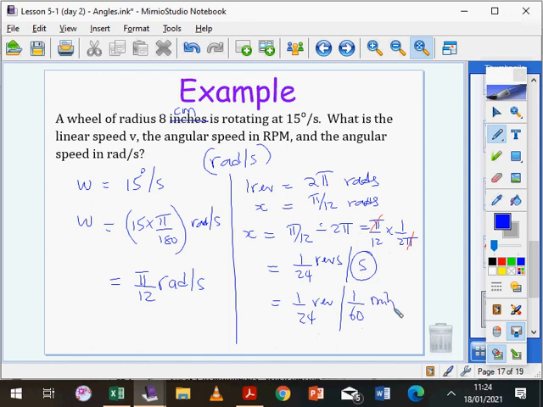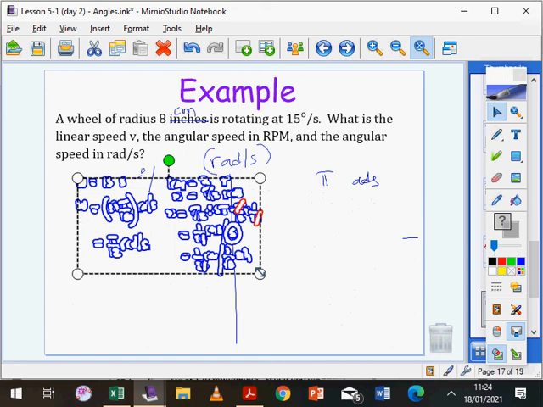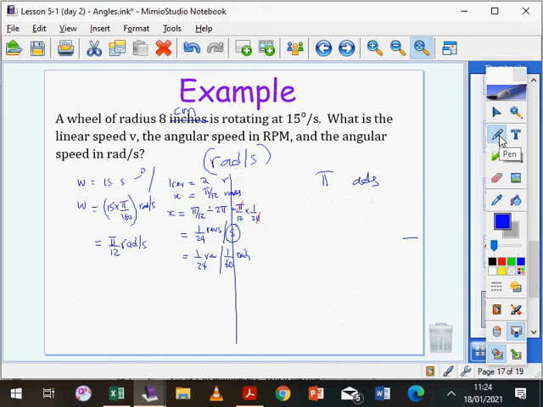I hope you can see that my final answer is going to end up being 60 divided by 24 revolutions per minute, which reduces to 5 out of 2, or 2.5. 2.5 revolutions a minute. I hope that makes sense.